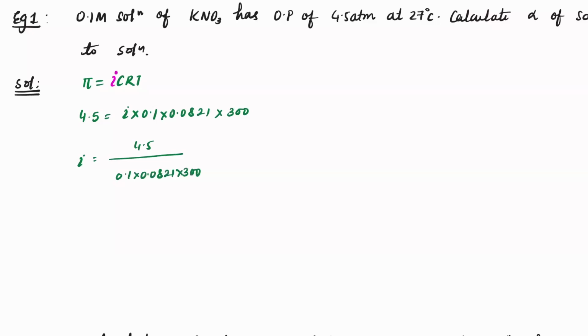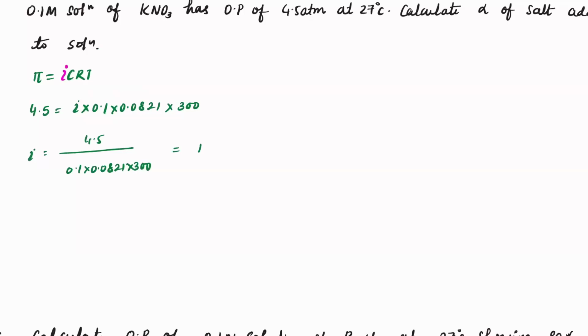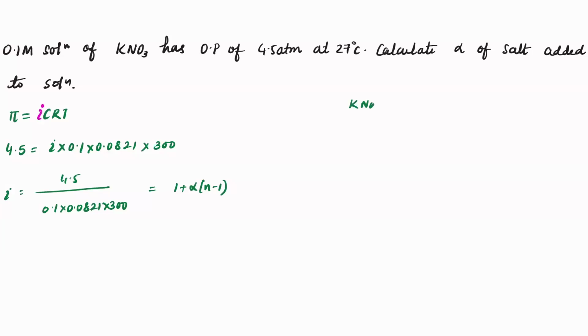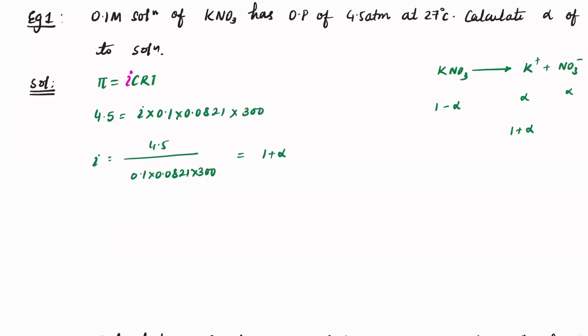Now, because our objective is to calculate alpha, the i value can be written as 1 plus alpha into (n minus 1). Now, why did I write that? See, KNO3, when it dissociates, will convert into K plus and NO3 minus. So which means 1 minus alpha here should be alpha and alpha. So this will be 1 plus alpha. So the n value is basically 2 here. Therefore, I can simply write i is equal to 1 plus alpha.